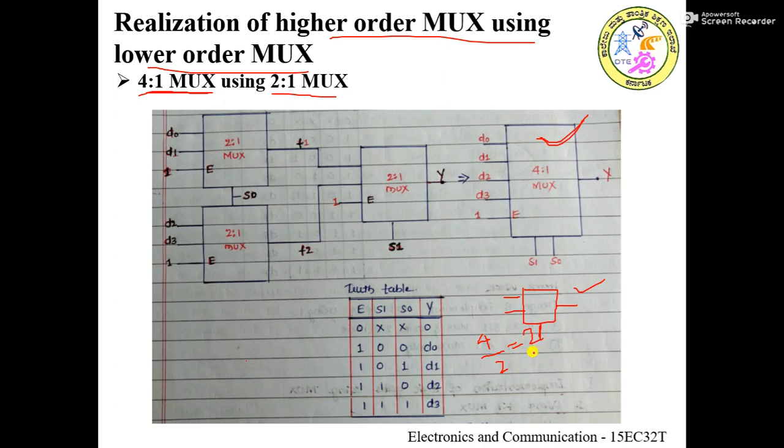Again with this I got a result 2 here. This 2 is again supposed to be divided by 2. So I get a value 1 here. So totally I need 2 plus 1, which means I need totally 3 2:1 mux ICs. I hope it is clear.